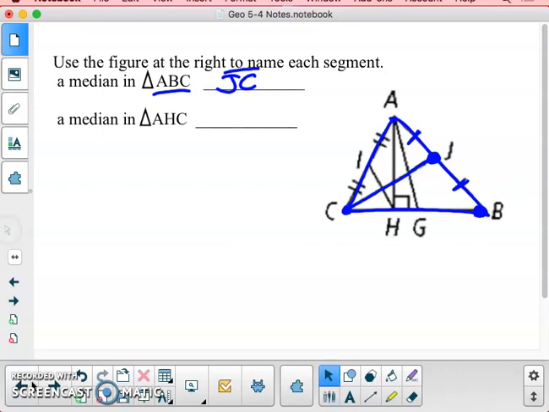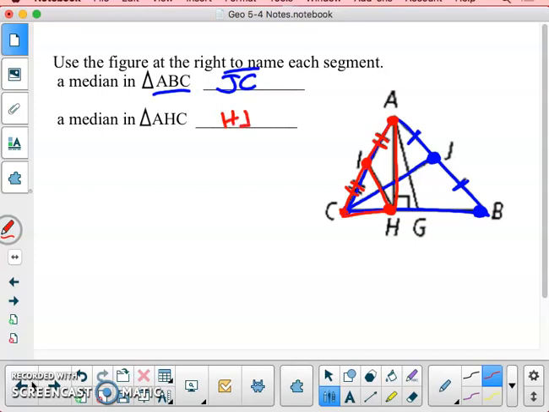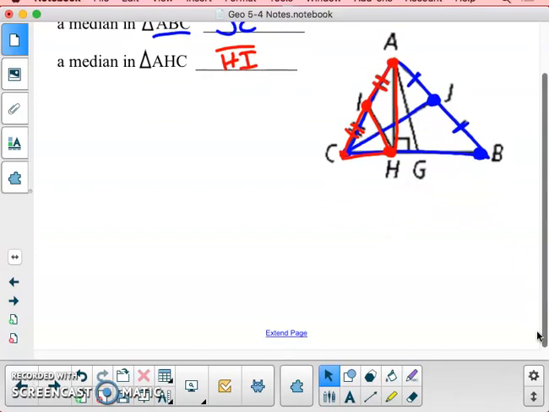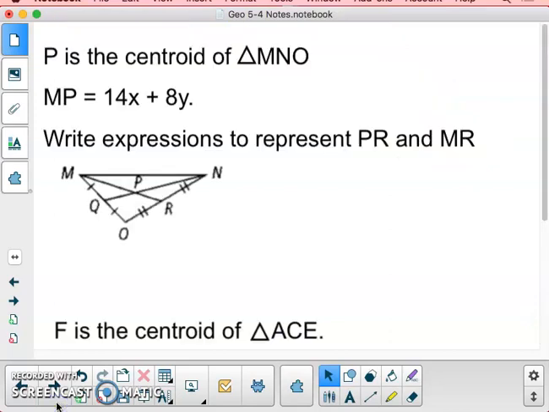Okay? If they're asking about AHC, that's this triangle right here, AHC. Now I don't have anything coming out of A. I do have one thing coming out of C, but it's not meeting at a midpoint on the red side. If I look at what's coming out of H and trace that across over to I, that is a midpoint by the markings. So either HI or IH would be a median of that triangle. All right, so you might get questions just asking about how to name the medians. Okay, all right, let's try this one then, and then we can try one more just like it here shortly.